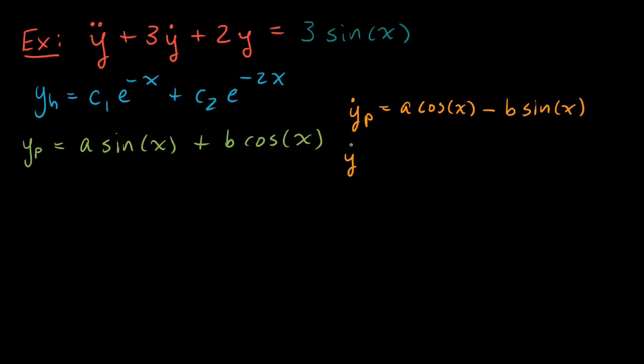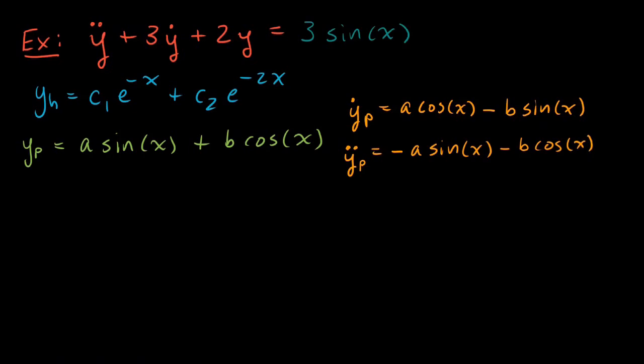And the second derivative of y sub p is going to be, well, now I have cosine in the first term. The derivative of cosine is negative sine. So I'm going to have negative a times the sine of x. And then on the second term, the derivative of sine is cosine, and I carry the negative along with it, so minus b cosine of x. So that's the first and second derivatives.